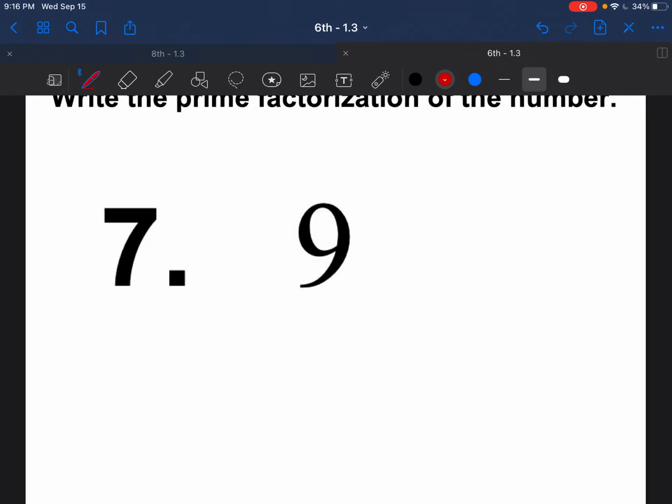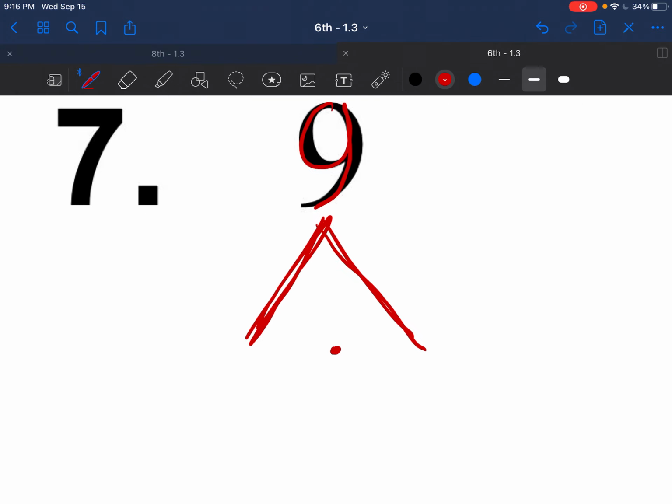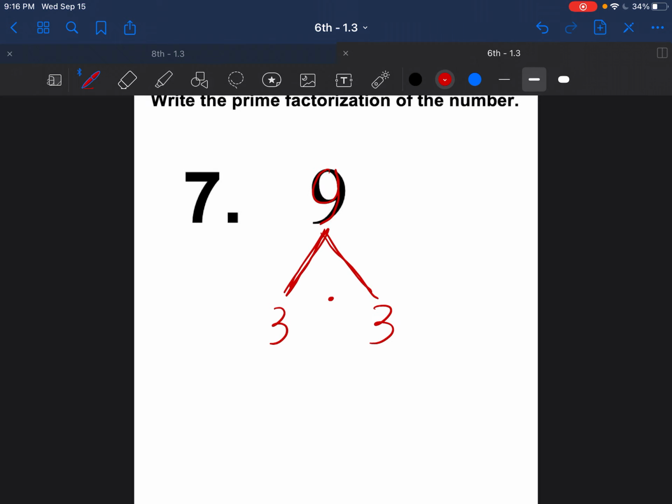Well, we're going to create something called a factorization tree. Why do we call it a tree? Well, because it looks like a tree. I'm going to write the number 9, right? Then I'm going to draw this little tree. And I'm going to try to think of 2 numbers that can multiply and give me 9. What numbers would those be? Well, it would be 3 and 3. 3 times 3 is 9, right?